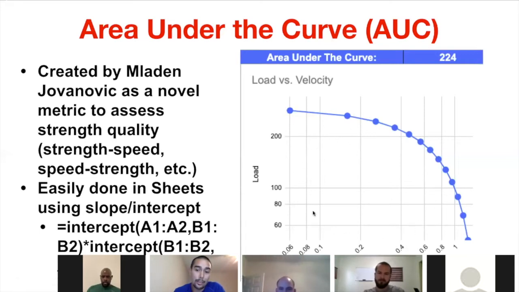Everything that's under here is what's called the area under the curve. And this can be calculated. It's like square footage. And so the score of this particular evaluation is 224. This will make more sense later.